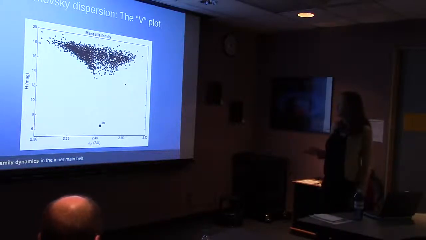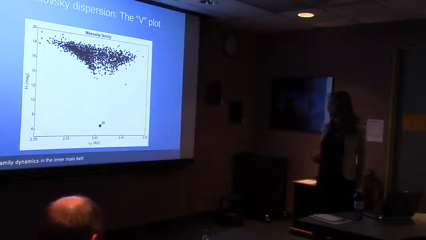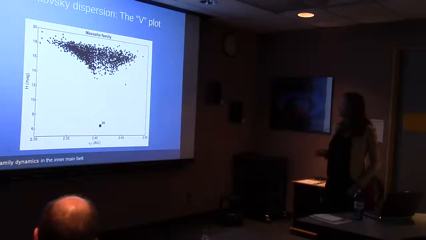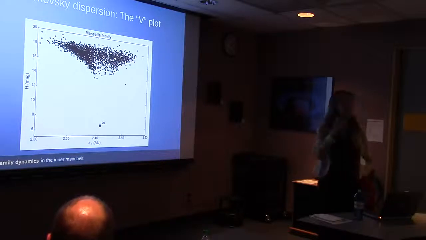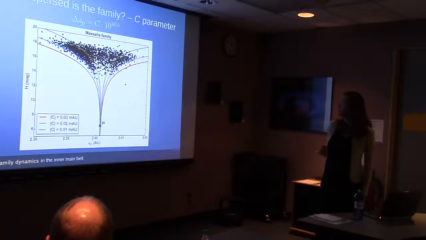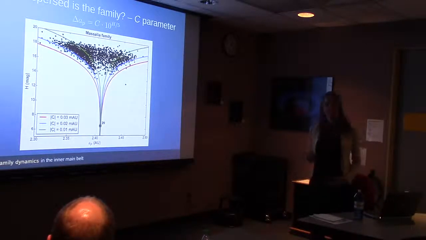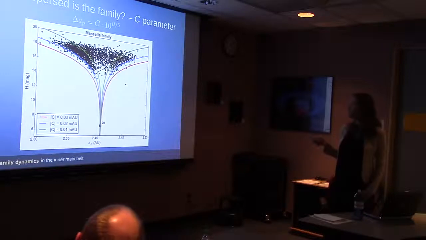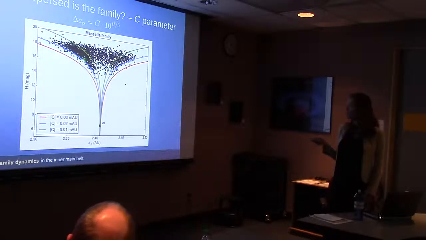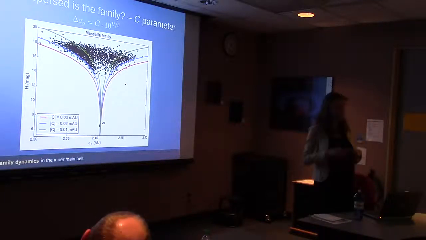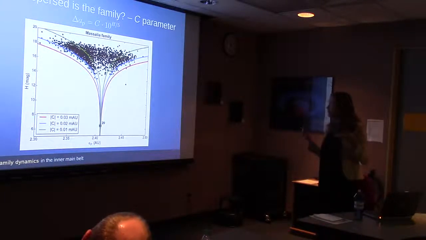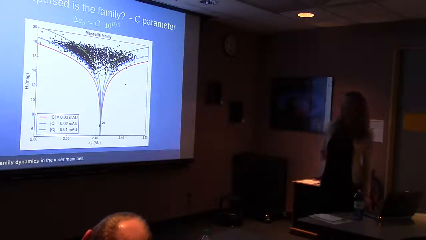Here's an example of the Massalia family. This is object 20 Massalia in semi-major axis versus size, or absolute magnitude. And we can see that the family is quite dispersed. We can use that amount of dispersion to try to measure the family's age. The way that we do that is to quantify the amount of dispersion using this C parameter. The C parameter describes how much dispersion has happened for a given size, and here's the relationship between the three. The more dispersed you are, the higher the C parameter, which will describe the boundary of the family.